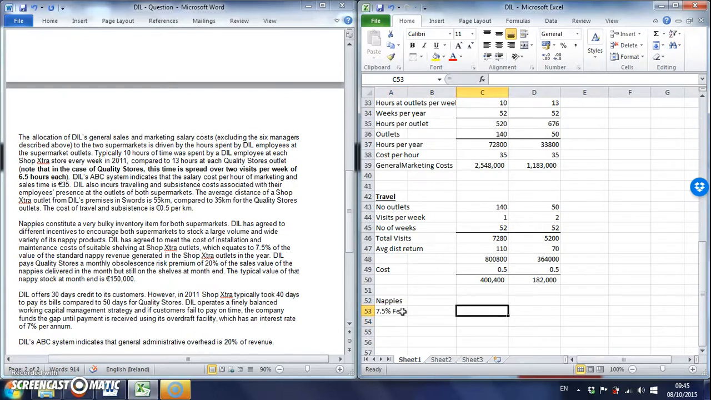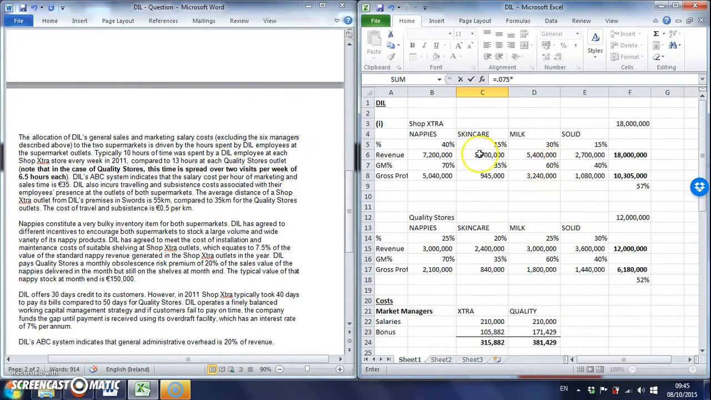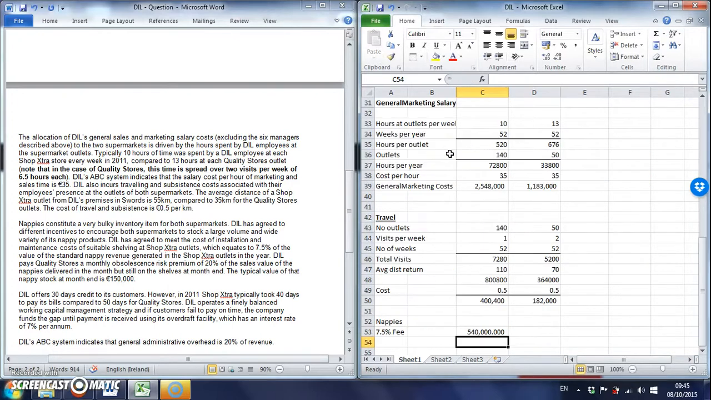So if we go up, 0.075 times how much nappy revenue do we make from Extra? Well, we already know up here it's 7.2 million. So we split it out. So that means there's a 540,000 incentive fee there. So it's a costly one.